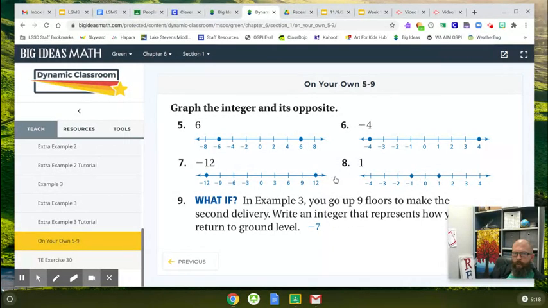Okay? So opposites, remember, all you got to do is either add a negative or take the negative away, and you have the opposite. And they have to be whole numbers to be called an integer.